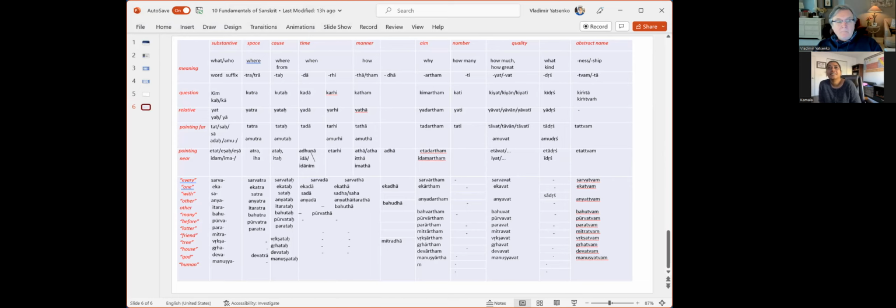And you can see the categories we have. Substantive, that means something is there. Then there is space, there is cause, there is time, manner, aim, number, quality, and abstract name, which is not so important. But substantive, space, cause, time, manner, aim, number, quality are very important categories, mental categories. So what substantive tells us is that there is something, someone.